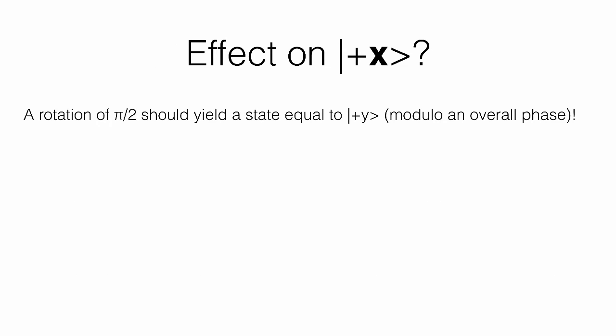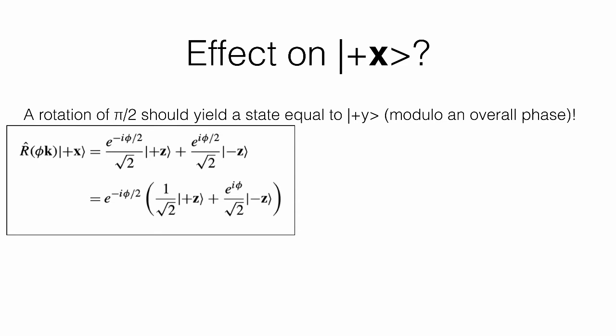Okay. The next thing we can ask is, what's the effect on another state? For example, let's think about plus x. A rotation of pi over 2 around the z-axis would yield a state equal to plus y, right? So that's what I write there. The rotation of an angle phi around the z-axis, which is k, of the ket plus x can be applied to each basis vector, plus z and minus z, and we end up with that formula right there. This is something that's pretty fundamental, elementary.